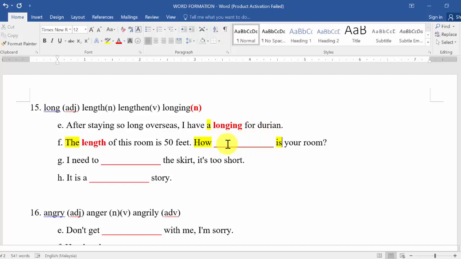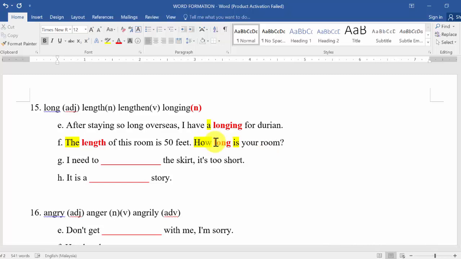For example, how big is your house? Big is an adjective. How is verb to be. Okay, big here is an adjective. How old are you? You have how, and old is an adjective, are is the verb to be. So if you have how and a verb to be, in between them, your answer should be an adjective. So your answer here, how something is your room, should be an adjective. We have an adjective here, long. So your answer is, how long is your room?